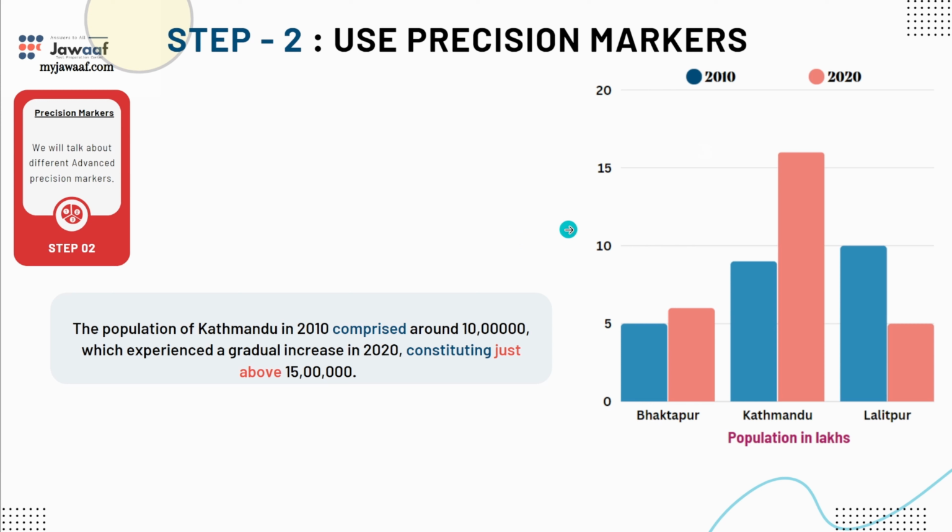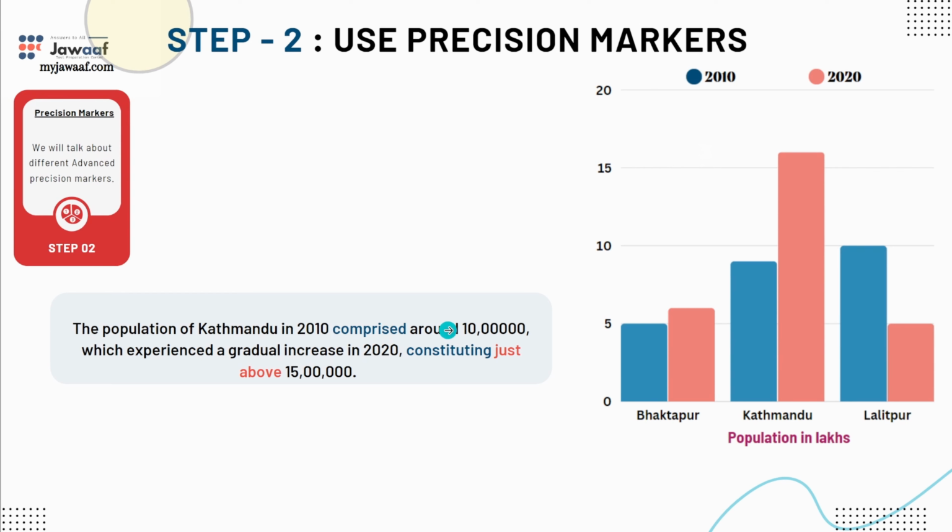Now, you might be questioning, why didn't I use just below 10,000 here? I'm just teaching you to write just below and just above, but I used the word around. Why did I do it? Because see, the rule of IELTS writing task is do not overdo anything. It's not just about words. It's also about sentence structure. It's also about language of change, and it's also about precision markers. So you should not overdo it.